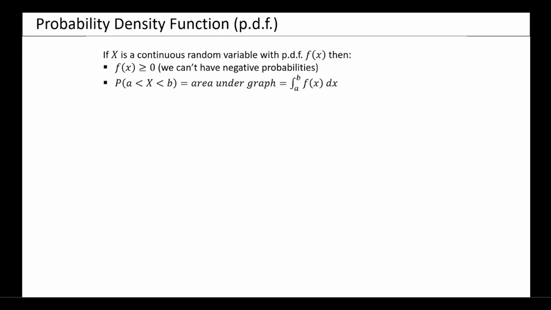The second property, as I've said, we can use calculus, we can use integration to find the probability in between any two values. And we find that probability by integrating in between those values, by using definite integration of the function. That will find the area under the graph. That area corresponds to a probability.